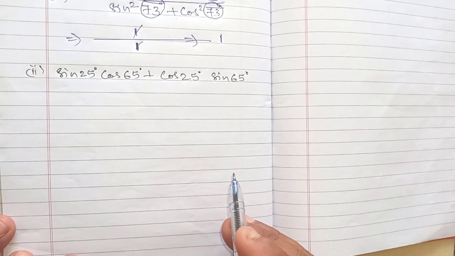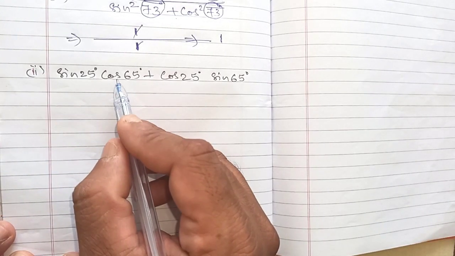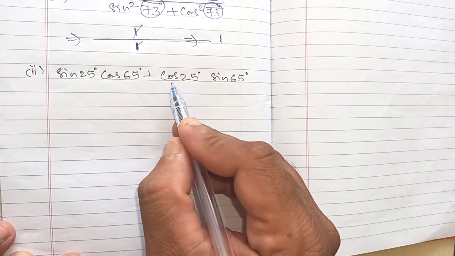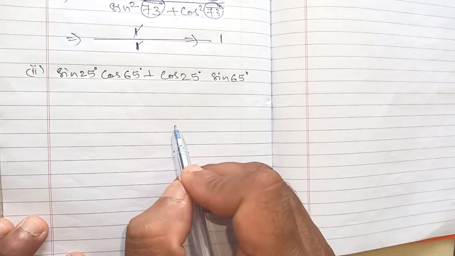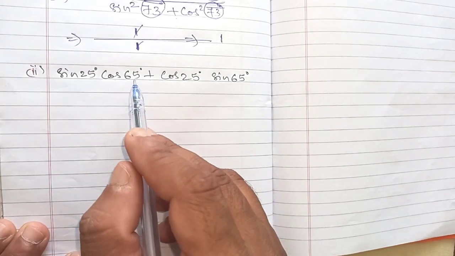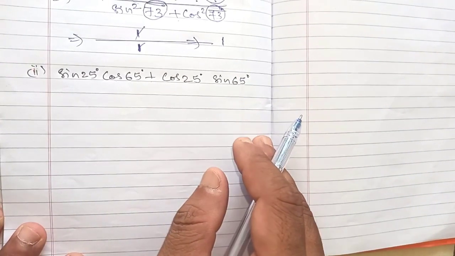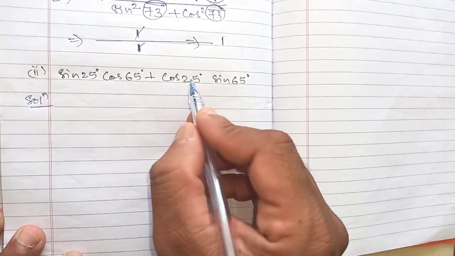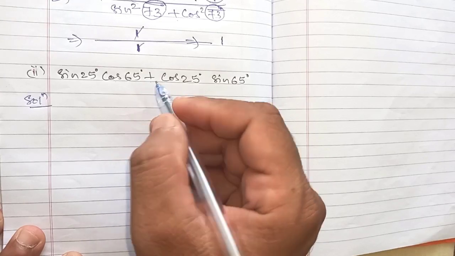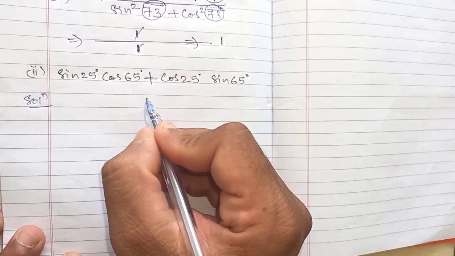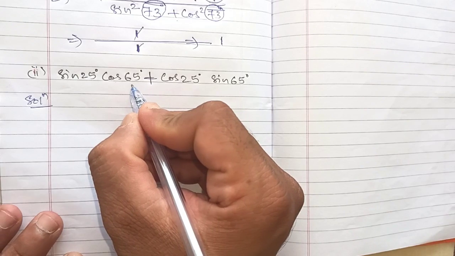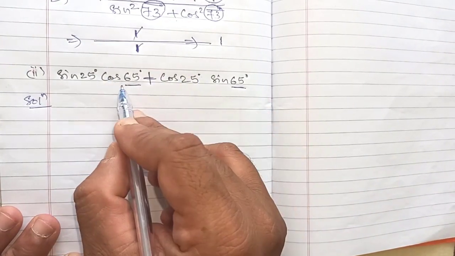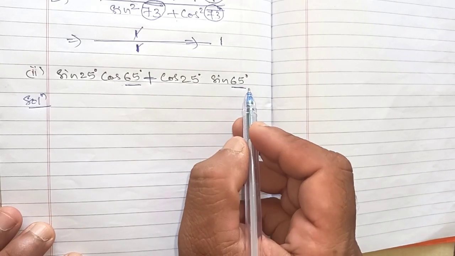The second bit, the question is given: sine 25 degree, cos 65 degree, with no sign between them, that means these are in multiplication, plus cos 25 degree, sine 65 degree. This type of question we did in 8.3, where I told you that whenever you get a question with two terms in multiplication and in between them any plus or minus sign, then change the same degrees from both sides. Either you change both 25, or you change both 65, and you will get the result.